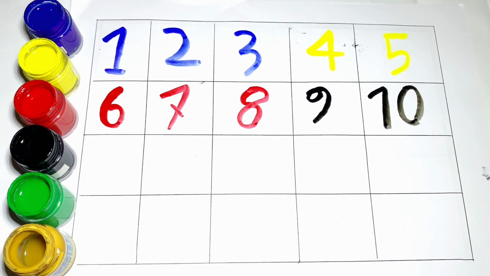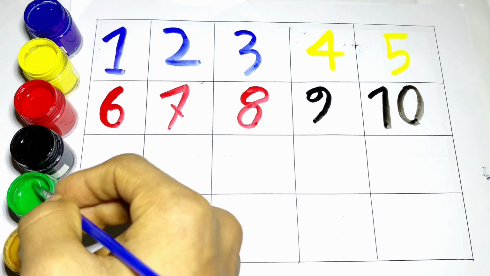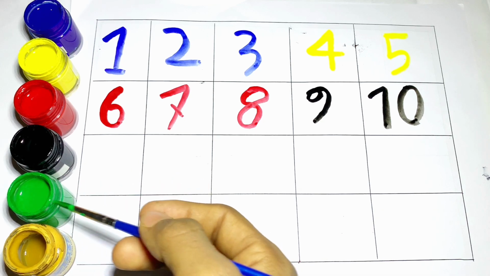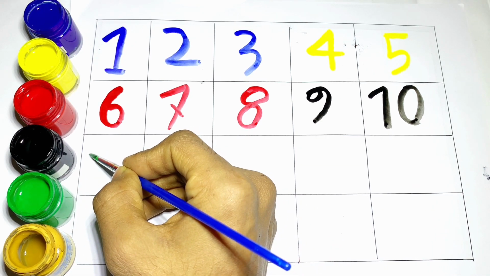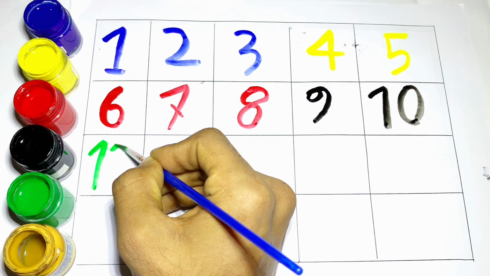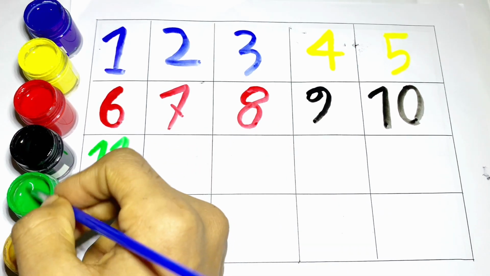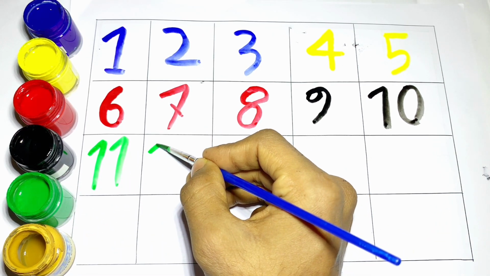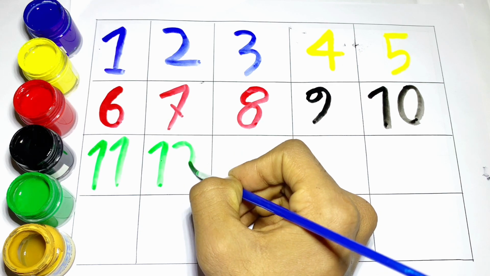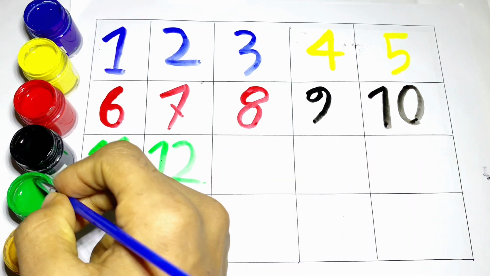Kids now draw 11. The numbers of 11 and use green color. Kids again use green color and draw 12. Kids now draw 13.